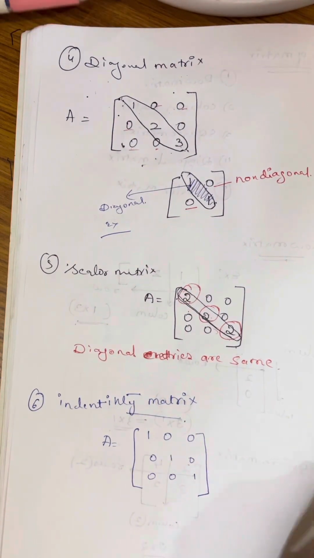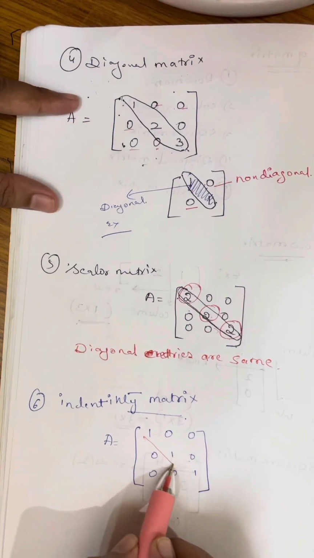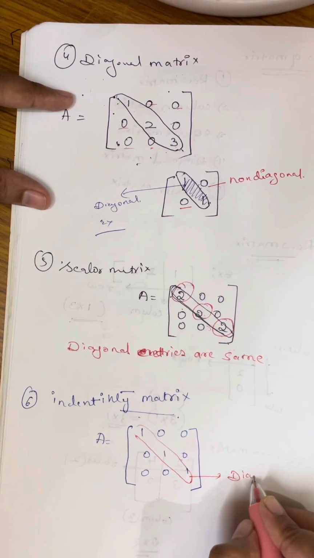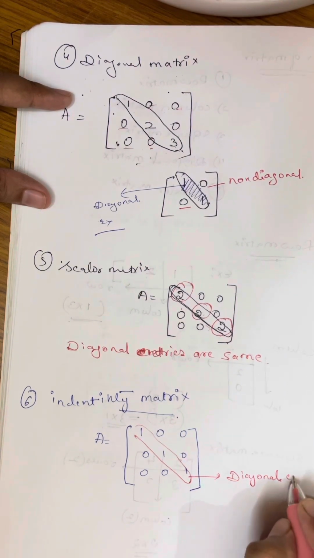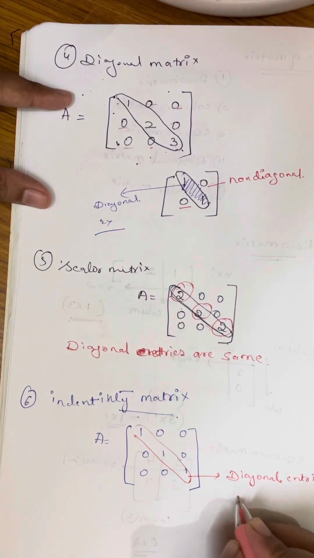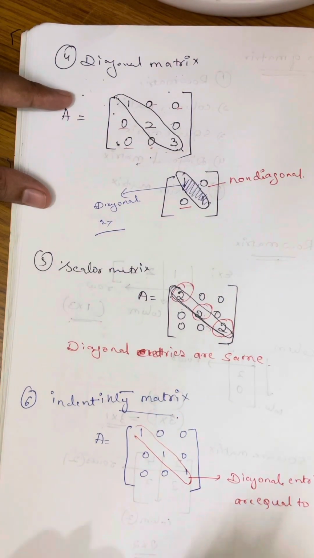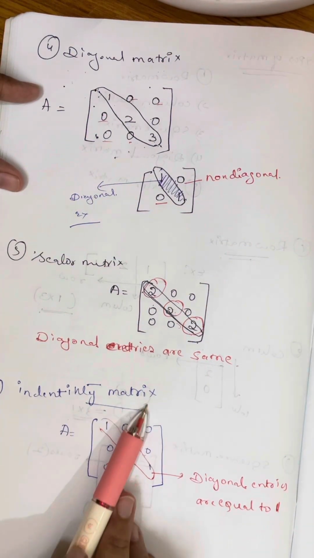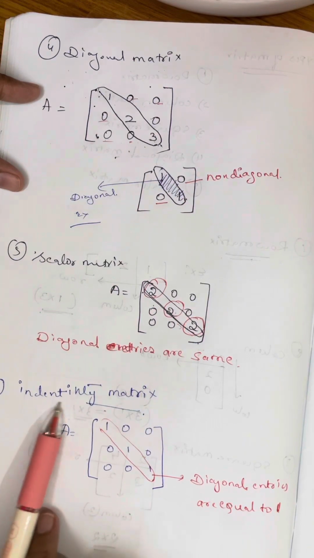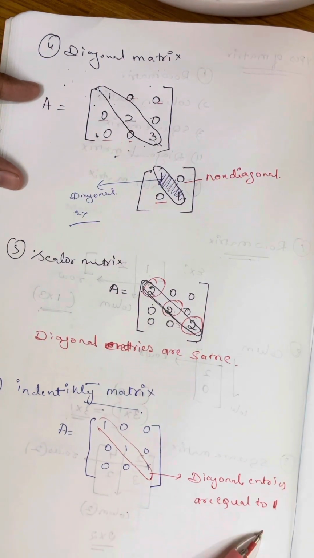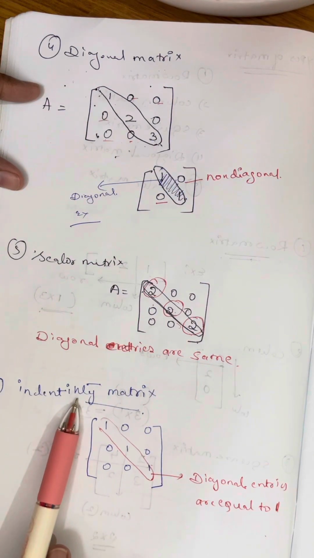Okay, if it's diagonal, this is the diagonal, right? If this diagonal entries are equal to 1 always. Okay, what is identity matrix? The name itself tells it. Identity means common. So when the diagonal entries are equal to 1, these are called identity matrix.